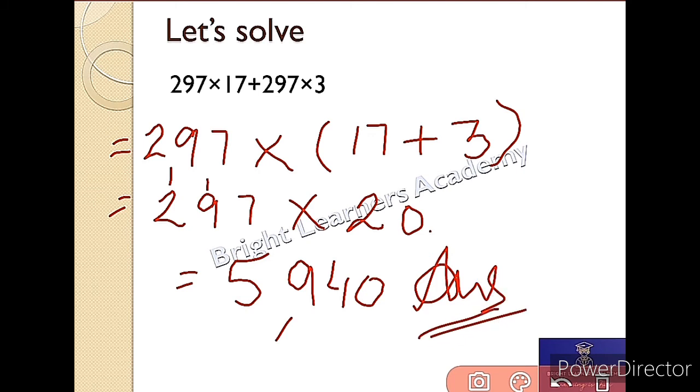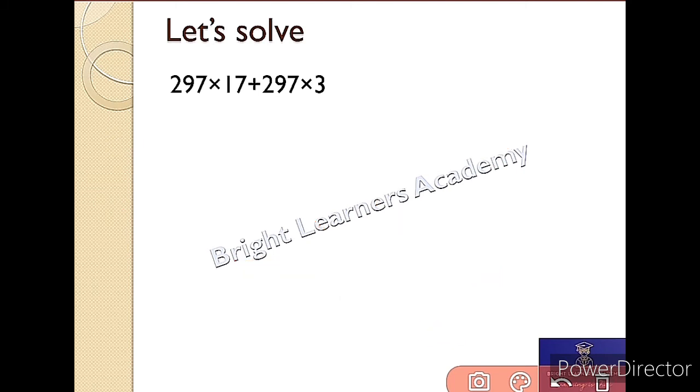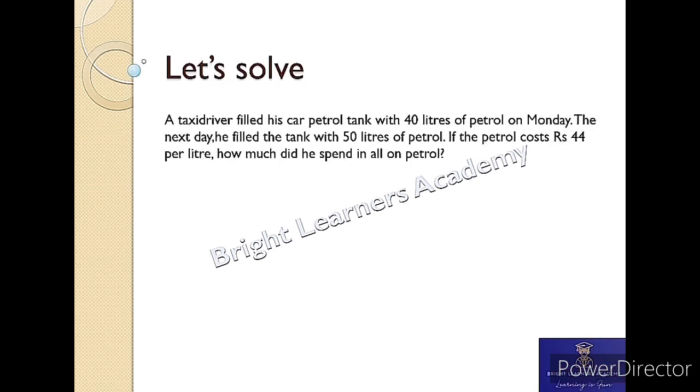Okay, now let's solve one more question. So next question I have taken from your NCERT again. This is the word problem. So let's discuss this also. A taxi driver filled his car petrol tank with 40 liters of petrol on Monday. The next day he filled the tank with 50 liters of petrol. If the petrol cost rupees 44 per liter, how much did he spend in all on petrol?